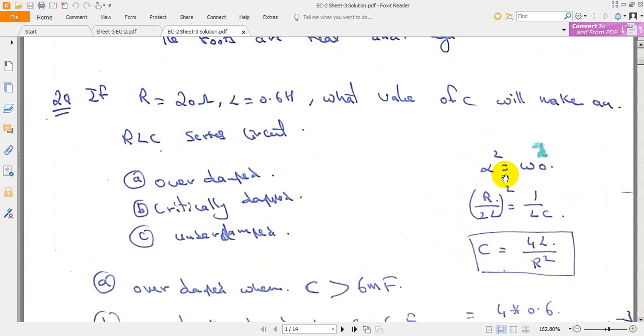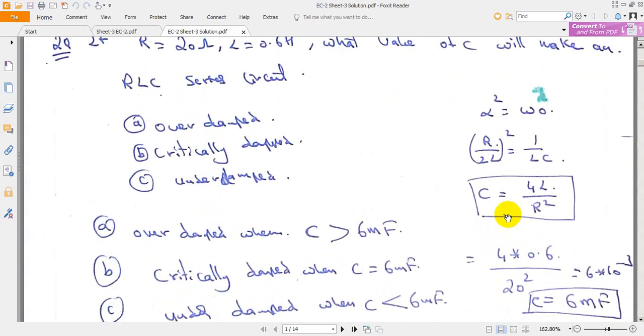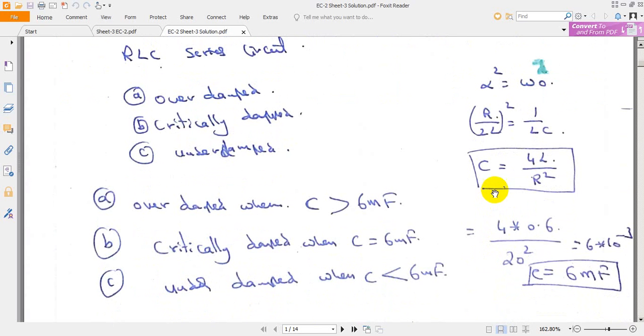Substitute the value of alpha for an RLC series circuit. It is R by 2L the whole square, which is equal to 1 by LC. From here, C is equal to 4L by R square. So the capacitance can be identified by substituting L as 0.6 divided by R, 20 square, and you will get 6 into 10 to the power of minus 3.